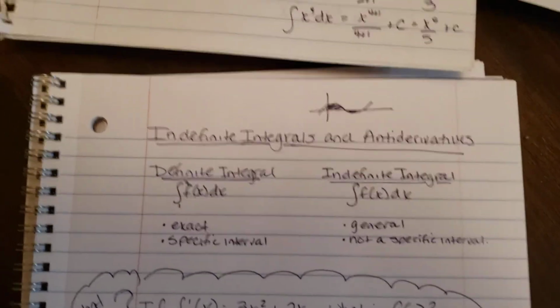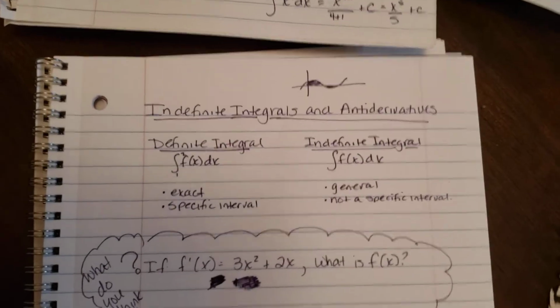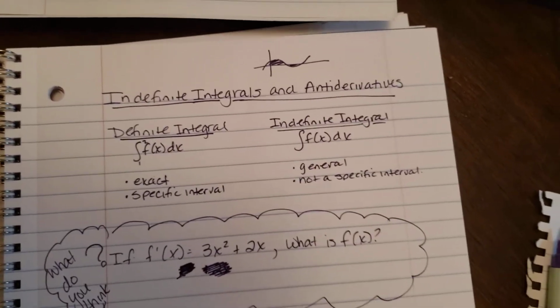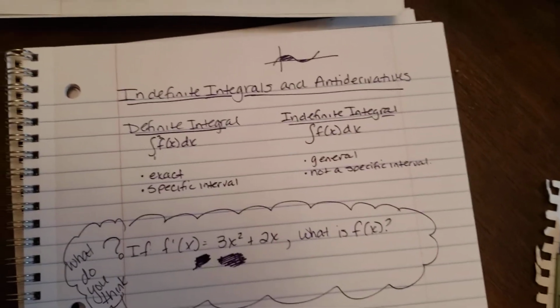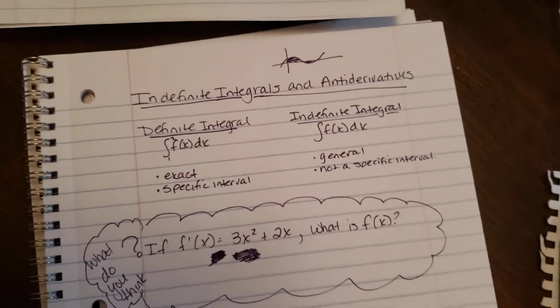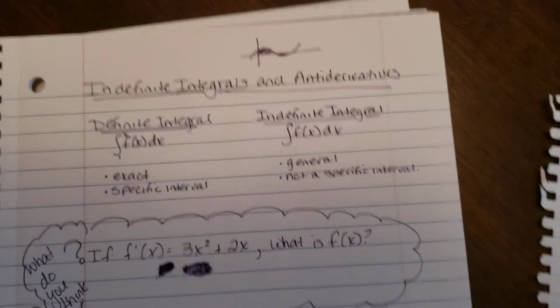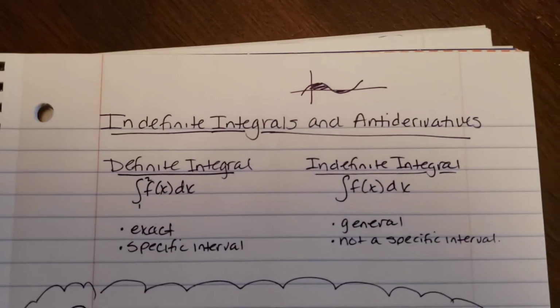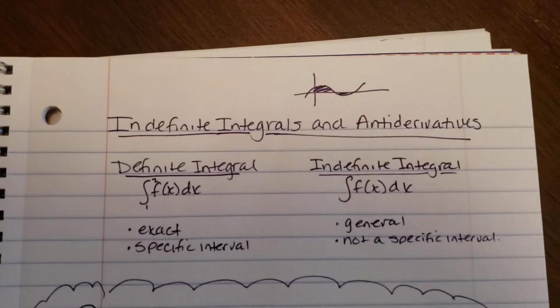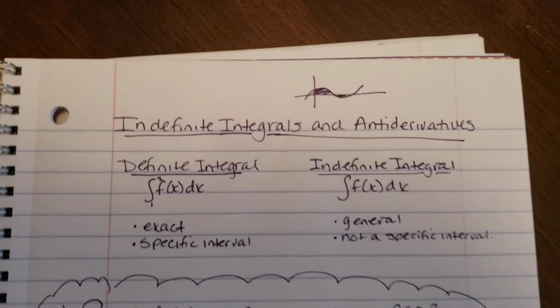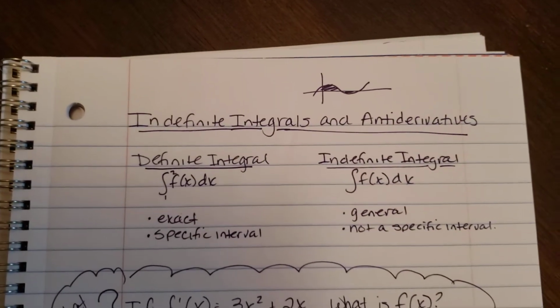Hey guys, so you've been working on those rectangle approximations, trying to figure out the area underneath or between the graph of a function and the x-axis. And we determined that those areas, when you calculate them, are called integrals. So the area between the graph and the x-axis is called an integral.